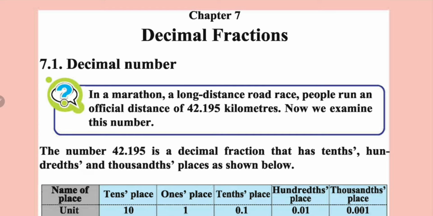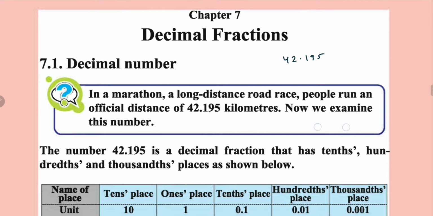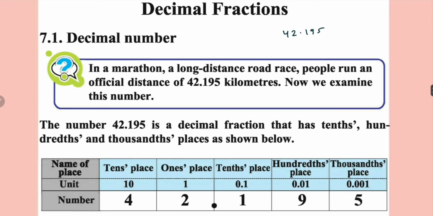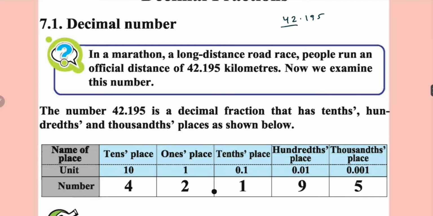In a marathon, a long distance running race, people run officially a distance of 42.195 kilometers. So this number 42.195 is a decimal number, right? There are 3 digits after the decimal point. How to get the place value of each digit? As we know this part, what about this part?